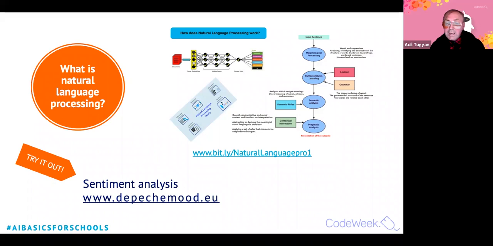So the parts of natural language processing are: first you introduce an input sentence, you give the computer a text or a sentence, and after that the morphological processing starts. Here the words and expressions are separated from one another, and it can analyze and identify the descriptions and structure of the words, divide your text into paragraphs and then into sentences, and also extract the punctuation in the morphological process.